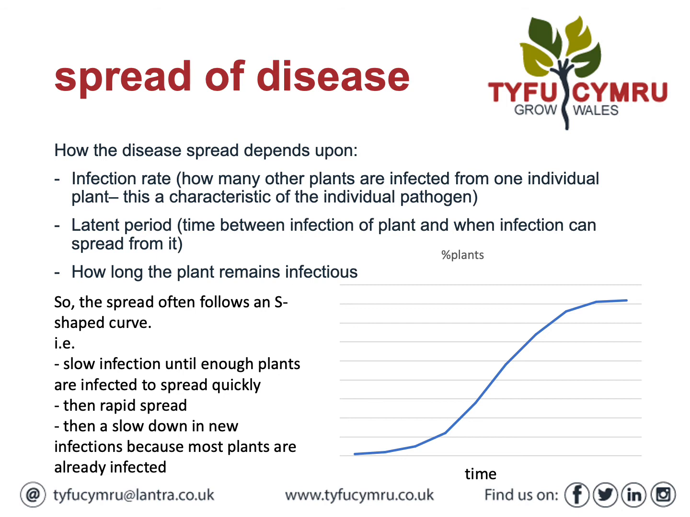So then we get a steep rise in the increase. That's the rapid spread phase. And then the curve flattens out. And that's a slowdown because there aren't many new infections because most of the plants are already infected. Now, there are things that we can do to slow or change that shape, such as using chemical control or having resistant varieties.